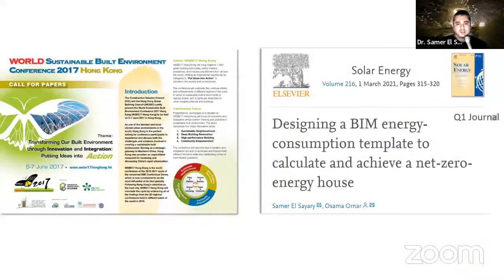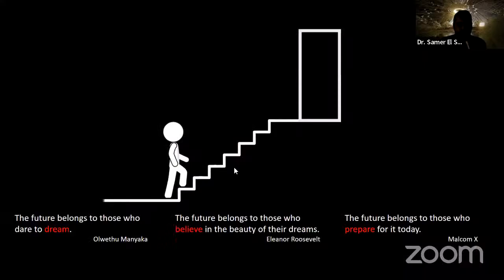And the last thing is publishing. These are Q1 journals that have been using the same technology to achieve net zero energy houses and to build sustainable houses for our humanity and for Earth.